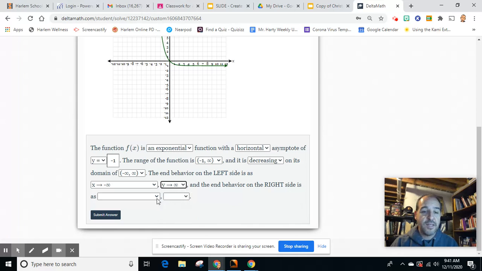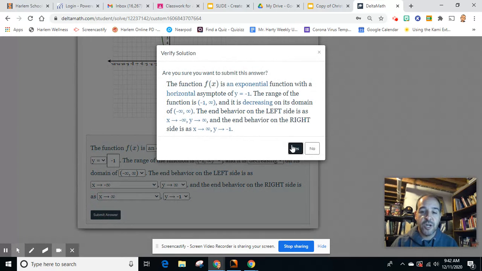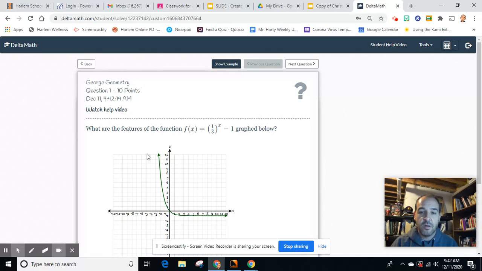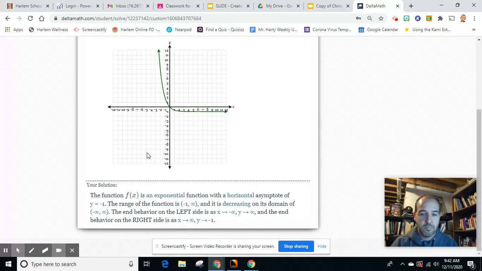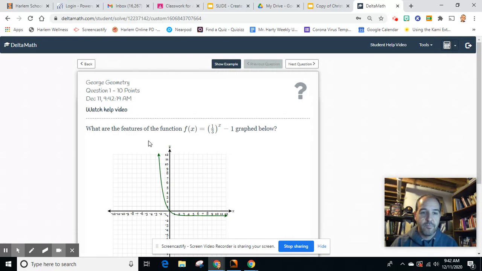Okay, and behavior on the right side is going towards -1 because these always have to match up with these. And we really kind of see that we don't have a choice here because my y's are always going to match up with my range. So it's got to be -1. Are we sure? Gosh, I hope so. Oh, that's right, I forgot. This is set up where it's not going to tell you if you're right or wrong at the start. You're right. Okay.